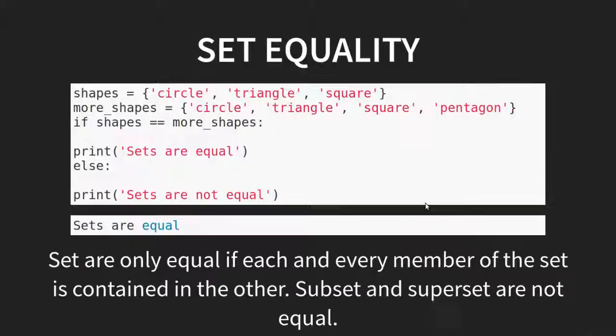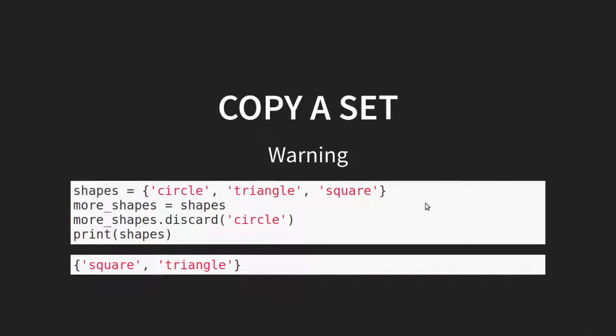Sets are only equal if each and every member of that set is contained in the other. Subsets and supersets are not equal. You may have noticed supersets and subsets. We're kind of hinting at some things that are going to be coming up. But wait, we have still more.